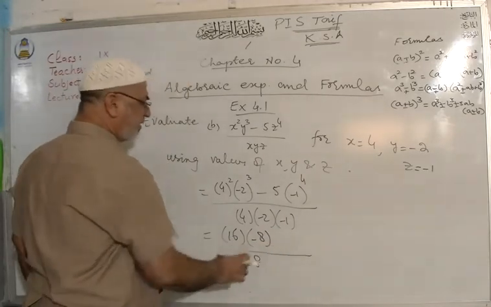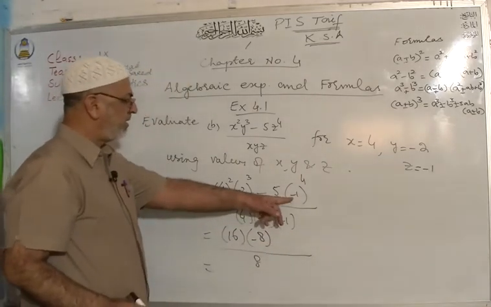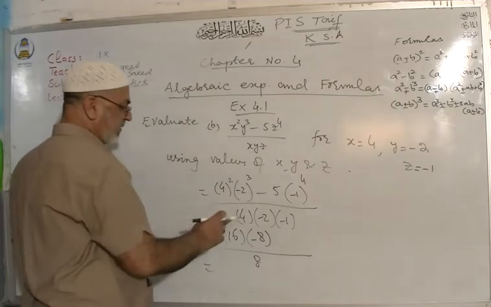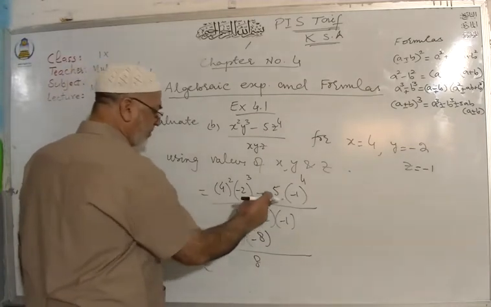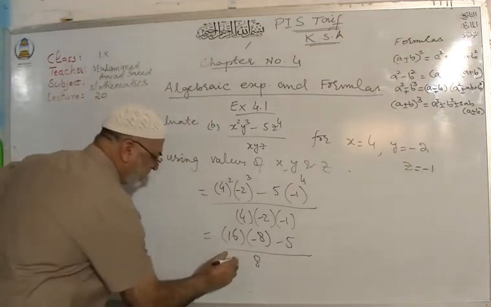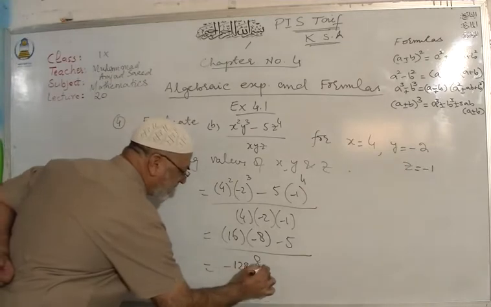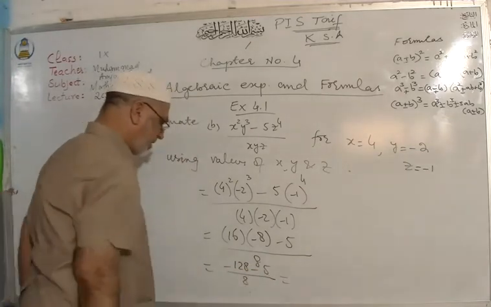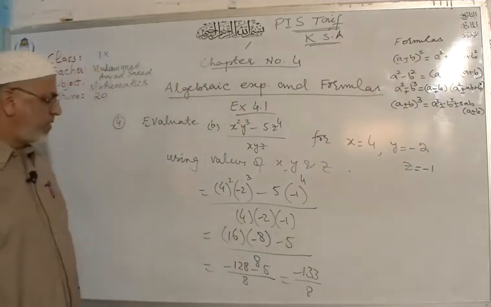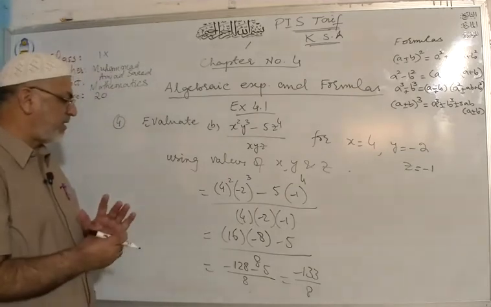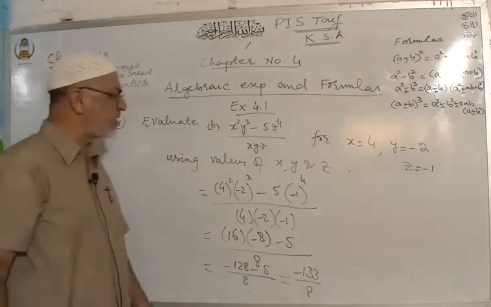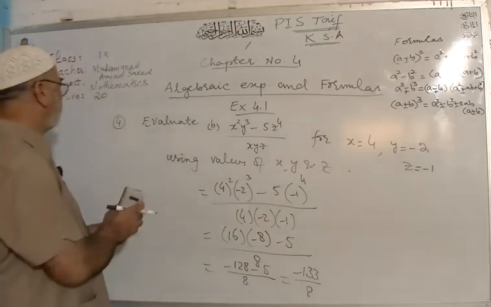Basically, remember that minus 1 power 4, 4 is an even power. Even will make it positive. So that's why plus 1 into 5, it will be minus 5. Here is 16 into minus 128, minus 5, over 8. This will be minus 133 over 8. You can leave this answer as minus 133 over 8, or you can divide and write it as a mixed fraction. So in this way you can complete your answer.